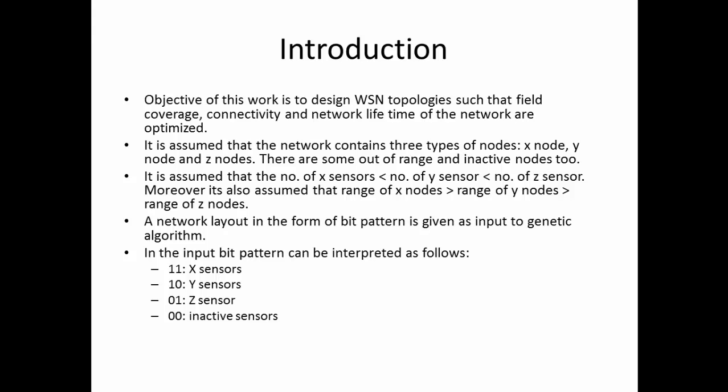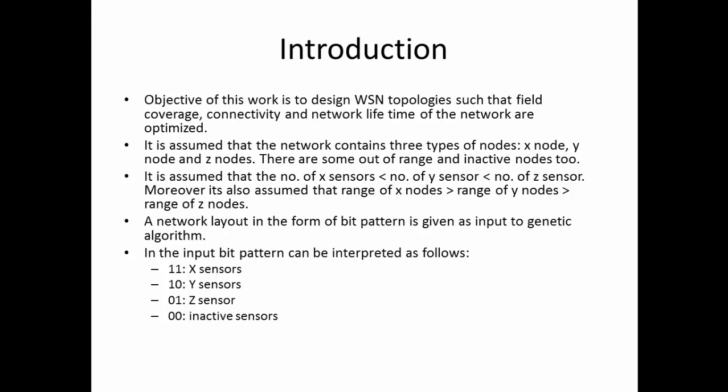In this work, our objective is to design wireless sensor network topologies in such a way that field coverage, connectivity, and network lifetime are optimized. We assume that our network contains three different types of nodes: the X nodes, the Y nodes, and the Z nodes. And there are also some out of range and inactive nodes.